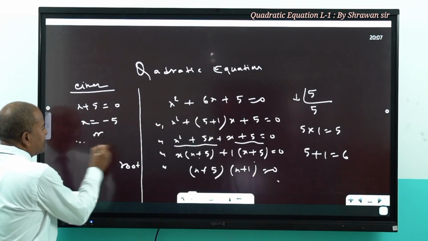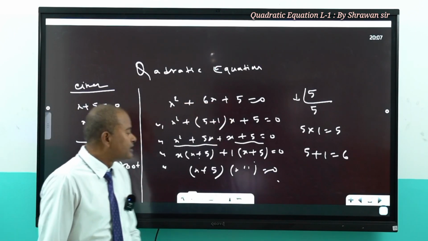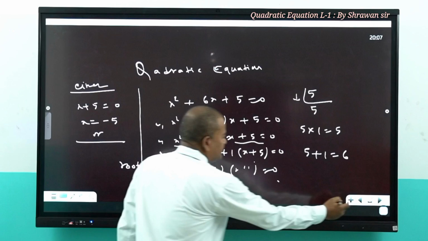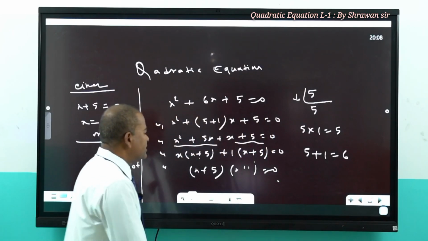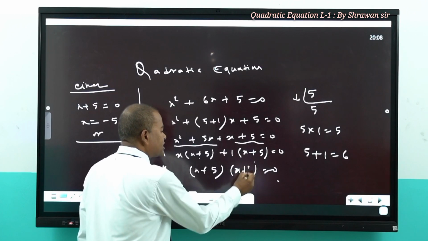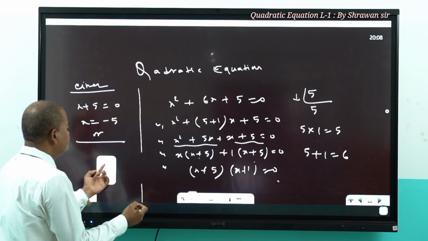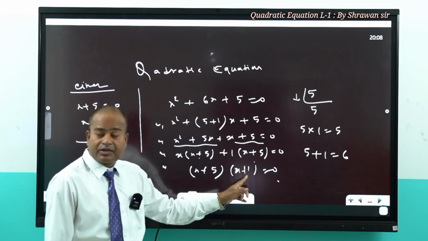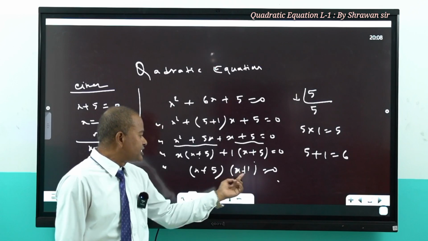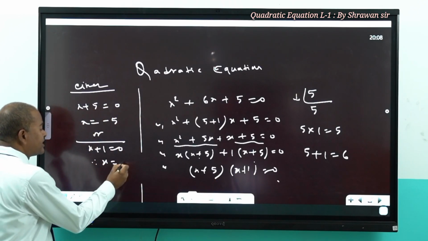Now the second linear factor of x squared plus 6x plus 5 is x plus 1. So dear students, x plus 1 is equal to 0 is the second factor. So now if we suppose x plus 1 is 0, then 0 into something we get 0. So x plus 1 is 0, that means x is equal to minus 1.